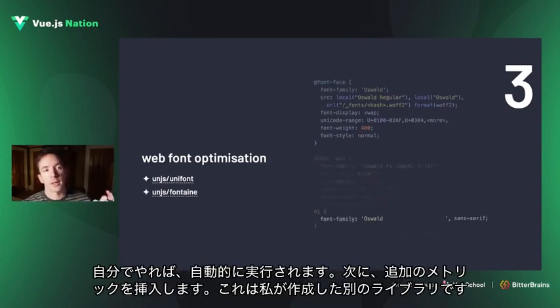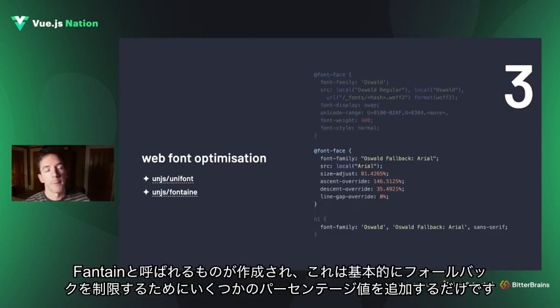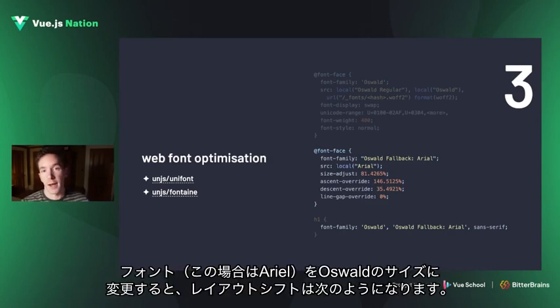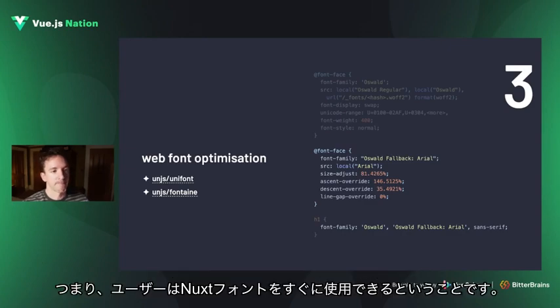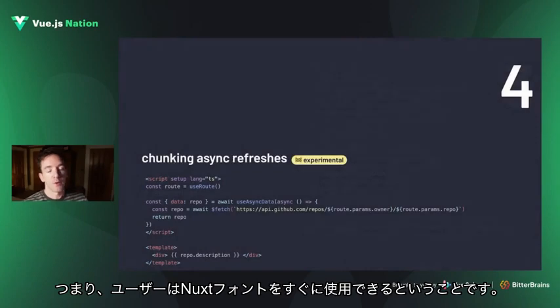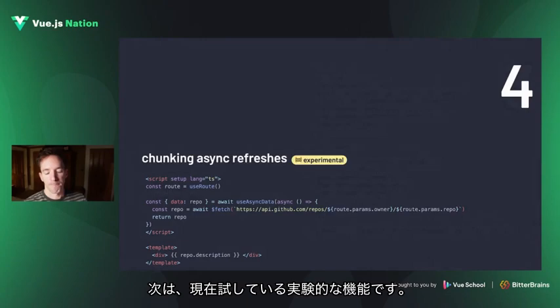Then we inject the extra metrics. This is another library I've created called Fontaine, which basically just adds some percentage values to constrain the fallback font, Arial in this case, to the size of Oswald, which will enable the layout shift to be as minimal as possible. It can't totally get rid of it, but it can make it a lot better. And that's something then that users can use using Nuxt fonts out of the box, getting better font performance without needing to do that manually.